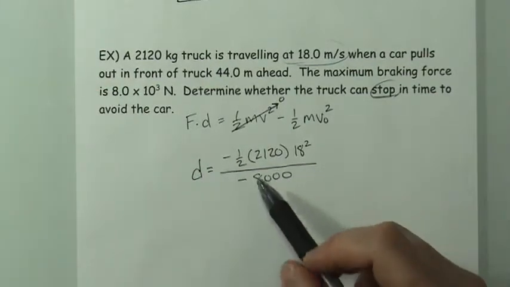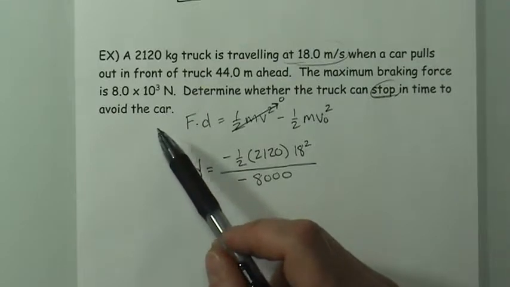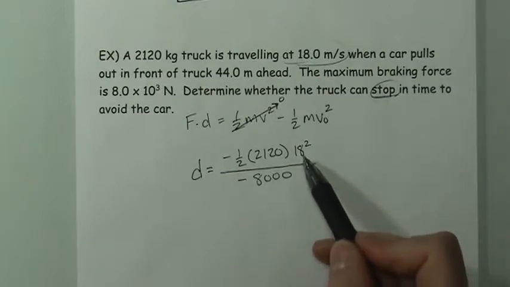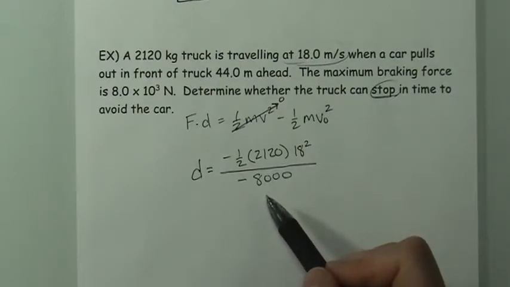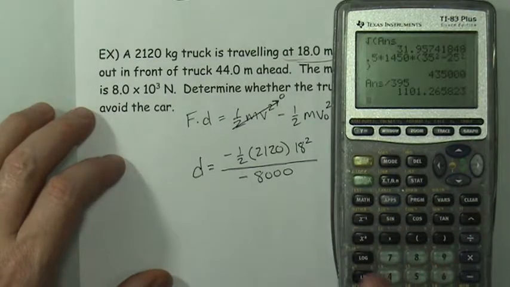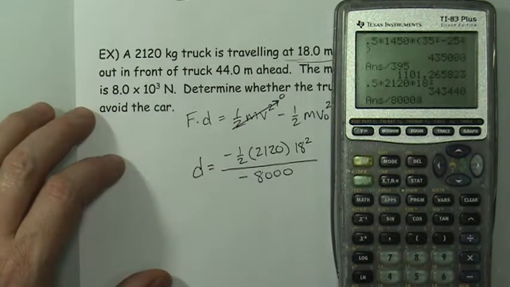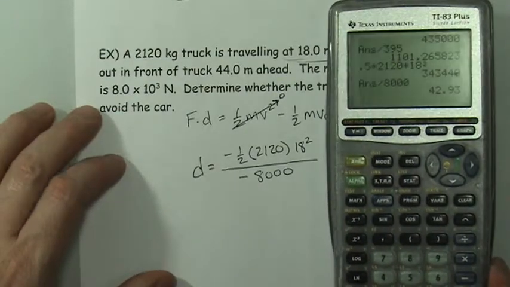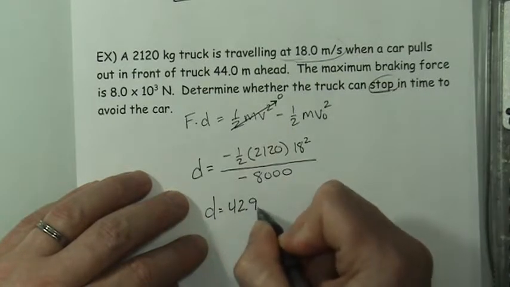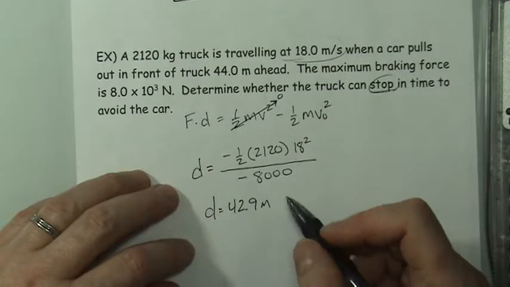I say minus 8,000 on the bottom because this is a braking force. It's not going with the motion of the car, it's going against the motion of the car. So if we take the motion of the car to be positive, which I did, then the braking force would have to be a negative force opposing the motion. So taking that to the calculator, I'm just going to ignore the negative signs since they're going to cancel out anyway. So 0.5 times 2120 times 18 squared, divided by 8,000, gives me a distance of 42.9 meters. And so then we can see that the truck can safely stop.